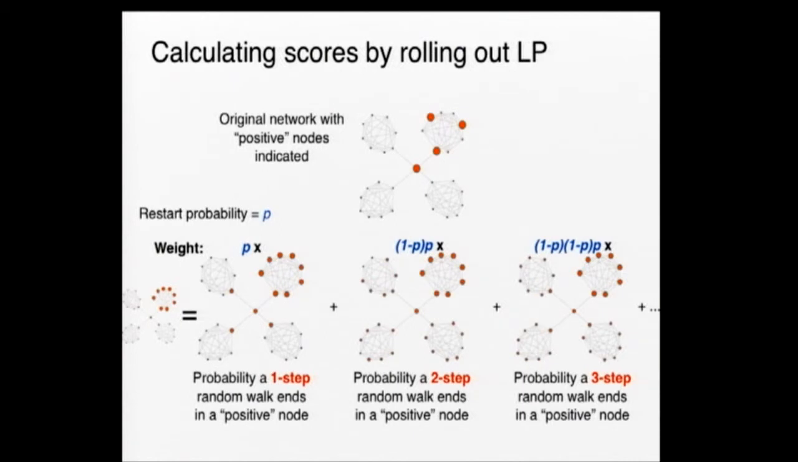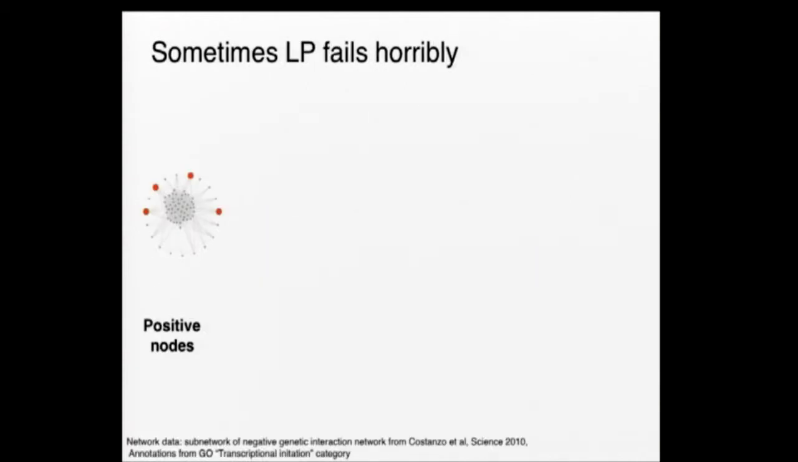Okay, so it's the second step probability that makes it work well. This first step probability is basically just looking at your neighbors and deciding how many of them are in the positive set. But sometimes it actually fails horribly. And this is a nicely constructed example where label propagation works really badly. It's a nicely constructed one, but it's a real example.